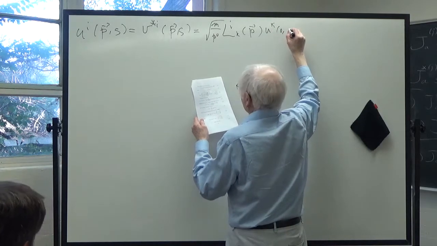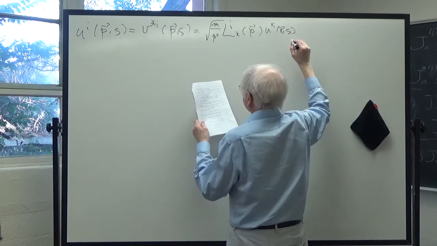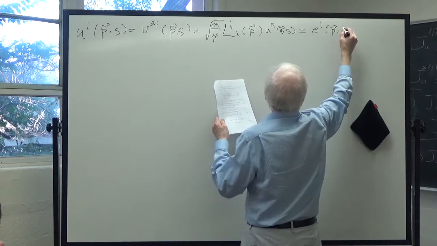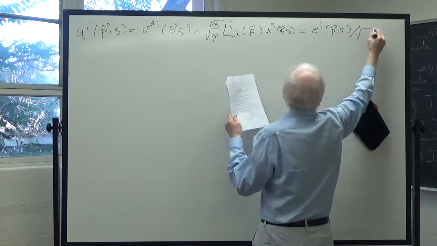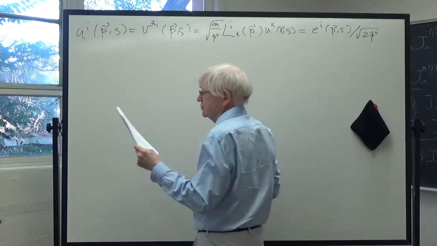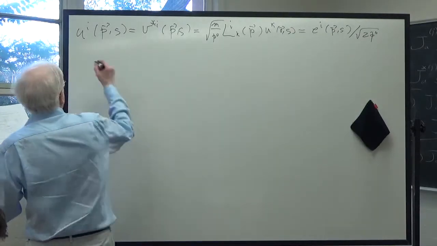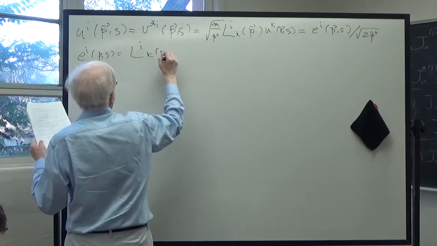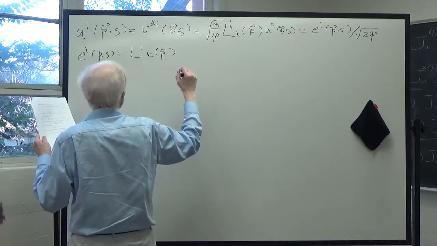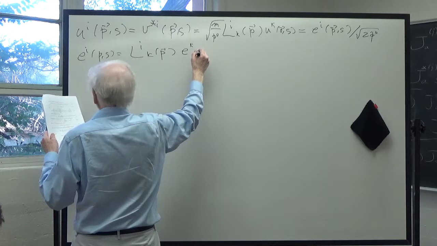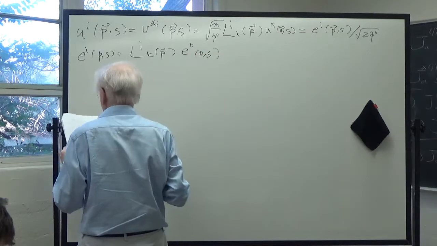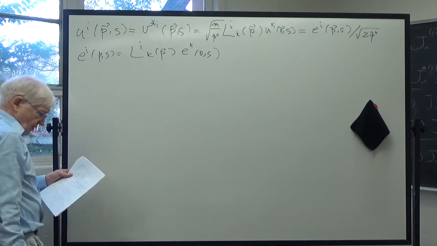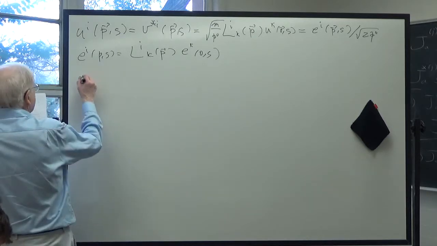u_k of 0 and s. And we're going to call this e_l of p and s, apart from a factor of root 2 p0, or equivalently e_l of p and s is l_k of p e_k of 0 and s. And these e's are orthonormal vectors.